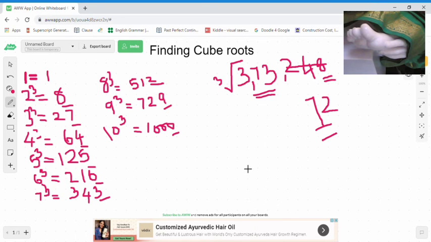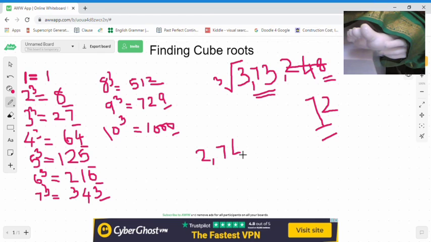And one more example we'll do. We'll go with 2,74,625. So here also the same procedure goes. You have to check what your last digit is, 5. So we know that 5 is the only number ending up with 5. So you can write 5.